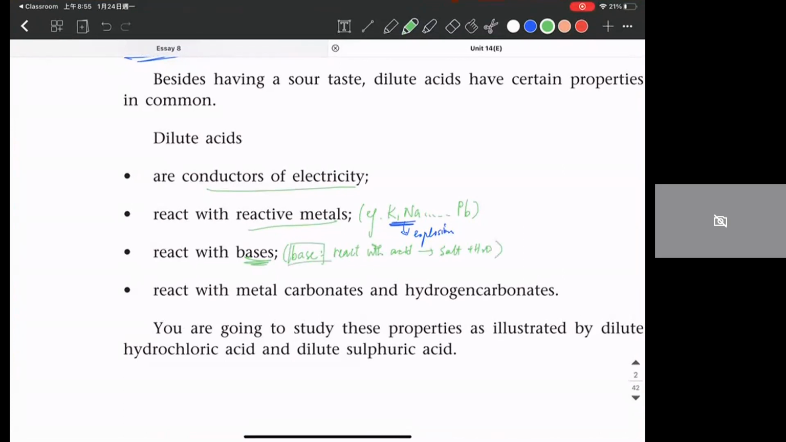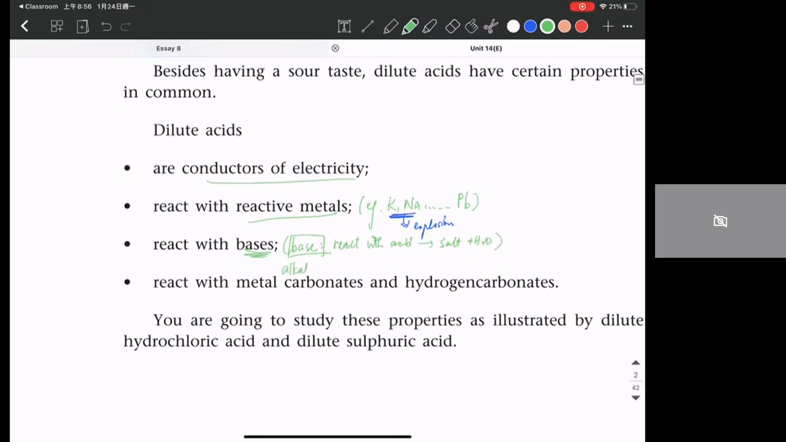Somebody will say base is just one containing hydroxide ion, right? But there is a difference between base and alkali. Alkali is a water-soluble base. Okay? Alkali is a water-soluble base, while a base is not necessarily water-soluble.